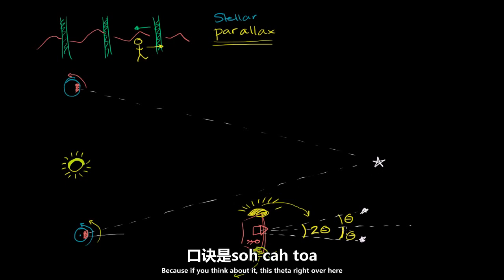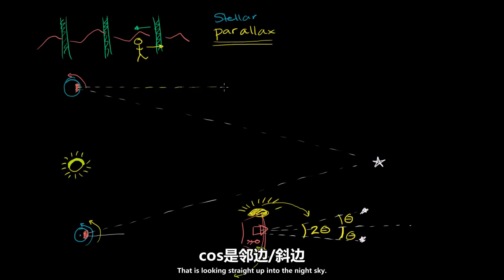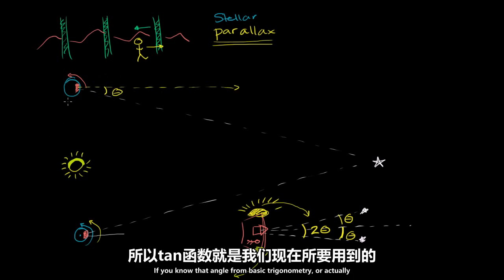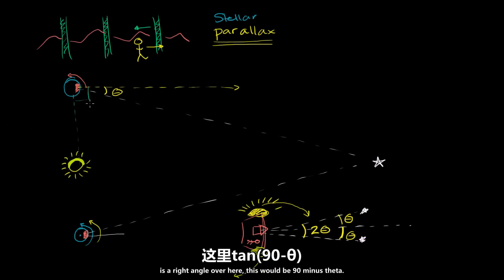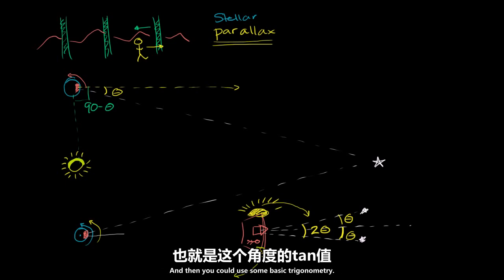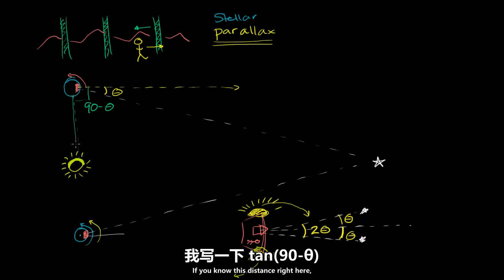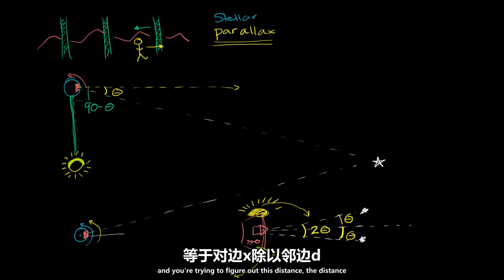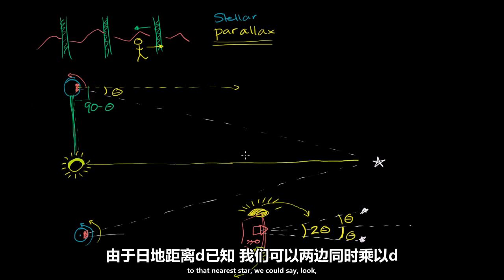Because if you think about it, this theta right over here is the same as this angle. So if this is straight up, that is looking straight up into the night sky. This would be the angle theta. From basic geometry, if this is a right angle over here, this would be 90, and this would be 90 minus theta. And then you could use some basic trigonometry. If you know this distance right here, and you're trying to figure out this distance, the distance to that nearest star, this is what we're trying to figure out.